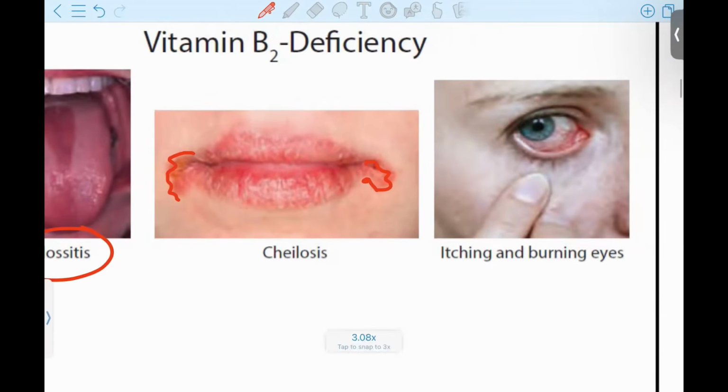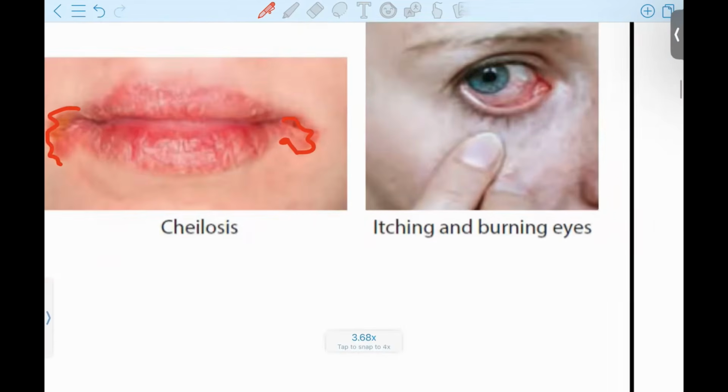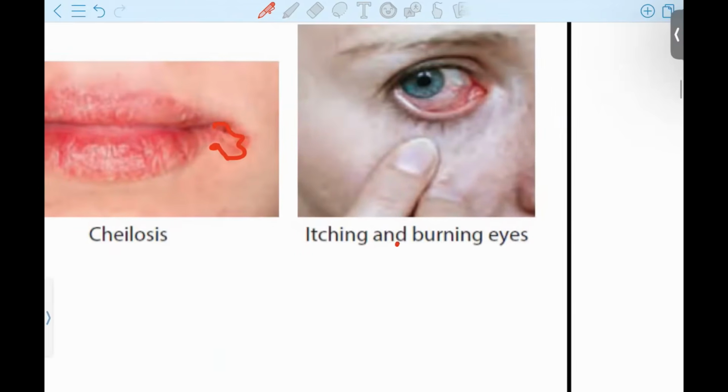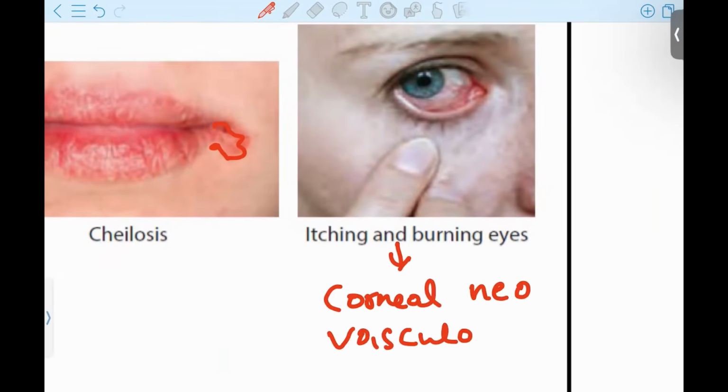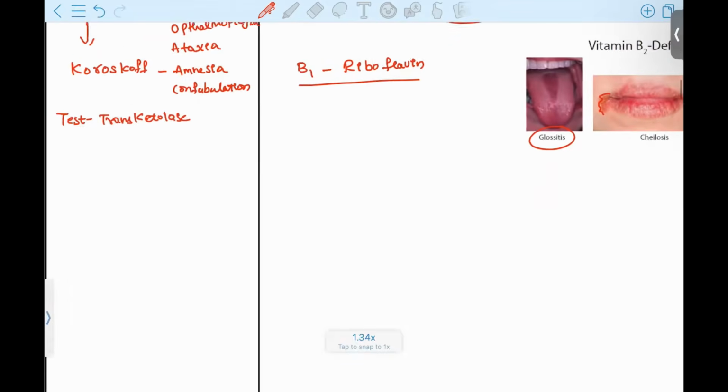This is presented in riboflavin deficiency. And the itching and the burning of the eyes is due to corneal neovascularization. Okay, neovascularization is seen in the patients of riboflavin deficiency. All right, this is how the patients will be presented.